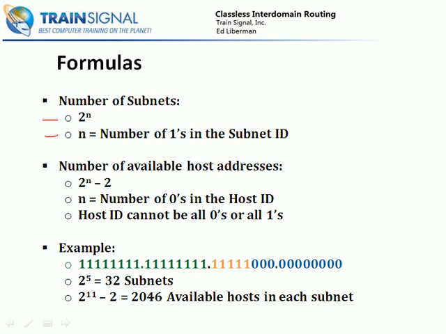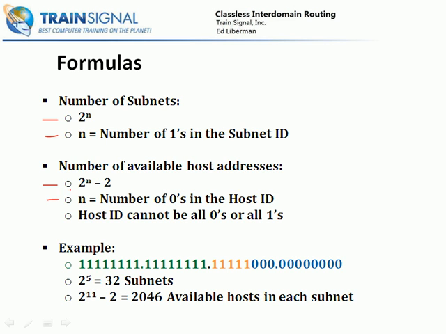The other formula that we could use, and the one that we're going to use in this instance, has to do with if you know there's a certain number of hosts that you need. We know we need 2,000. Well, the formula is 2 to the n minus 2, but this time the n represents the number of zeros that are left over in the host ID.